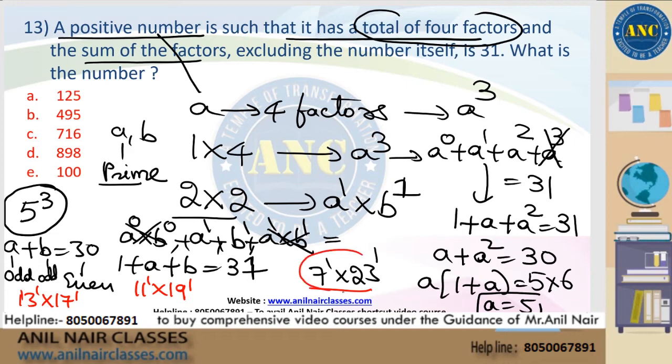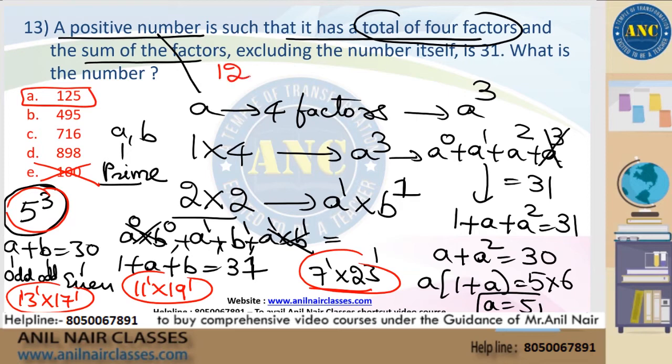What are the numbers we got? One is 5 cube, then 13 into 17, 11 into 19, 7 into 23. What is the number? 11 into 19 is 209, this is not there. 7 into 23 is 161, it is not there. 13 into 17 is 221, not there. 5 cubed is 125, it is there. So the answer is 125. Idea is clear.